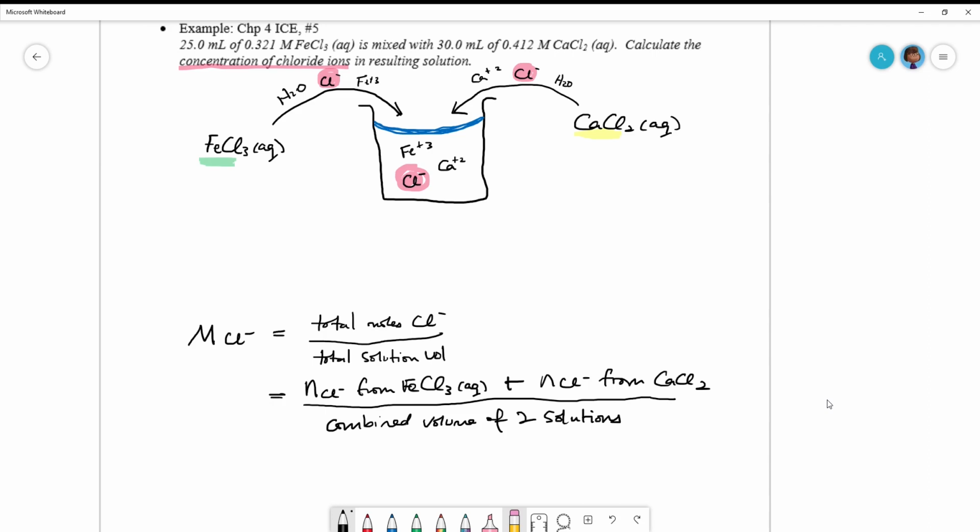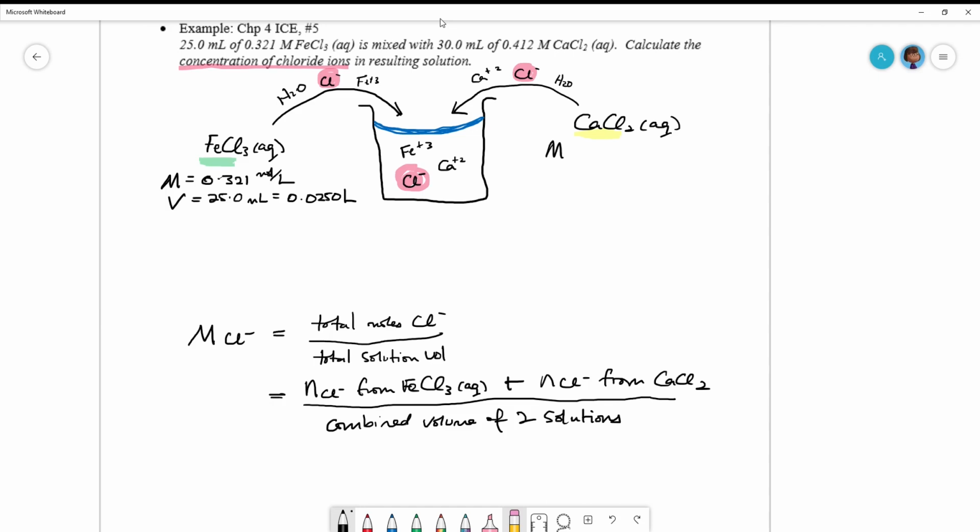So let's take a look at the information we have about the iron 3 chloride solution. We note that we have its molarity, 0.321 moles per liter. We also have its volume. The volume is 25 milliliters, but we don't like milliliters, so 0.0250 liters.